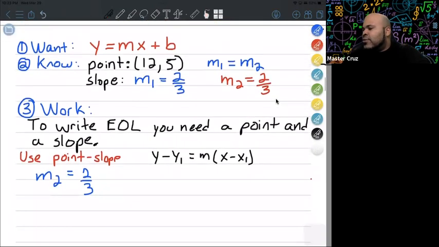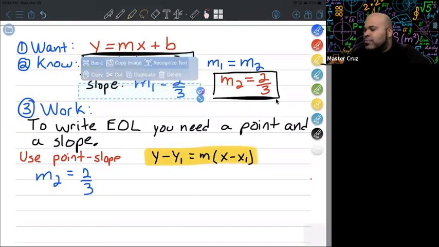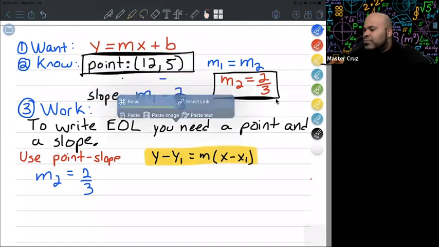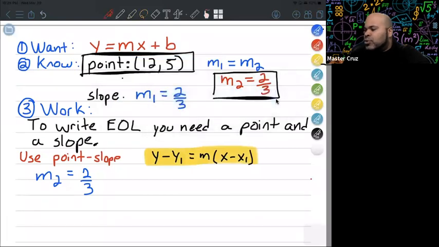So let's write it. I'm going to take this, and I'm going to take this, and we're going to plug it into the equation down here. If I do that, we're going to have the following. On my point, what's x and what's y? Well, 12 is x and 5 is y. So if I plug these in here, I'm going to have the following.